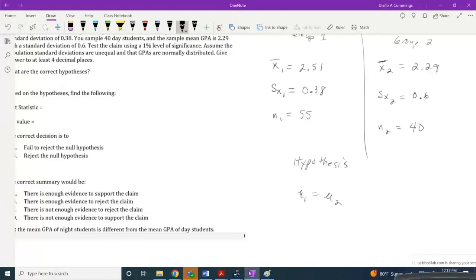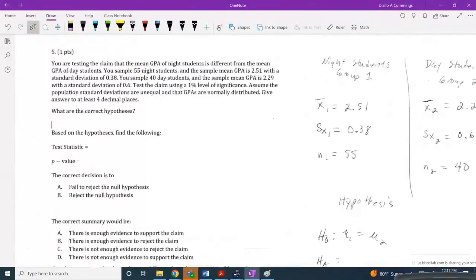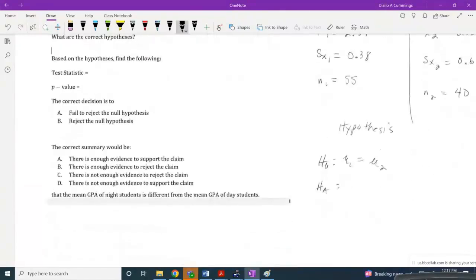All right. So the null hypothesis is that the two groups are equal. The alternative hypothesis just says that the two groups' GPAs are different. It doesn't say that one is greater than or less than the other. It says that they're simply different. So for simply different, I'm going to use not equal to.